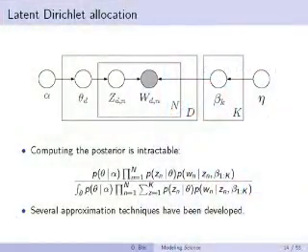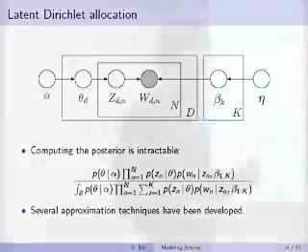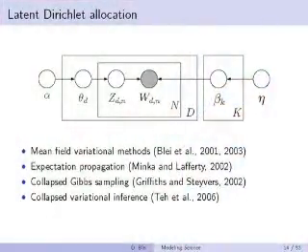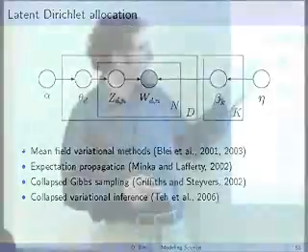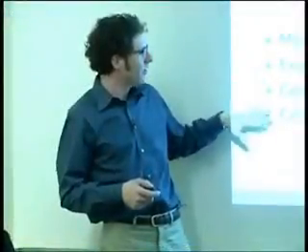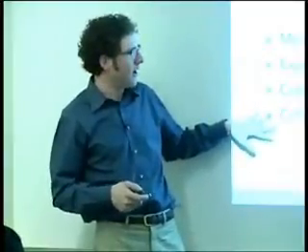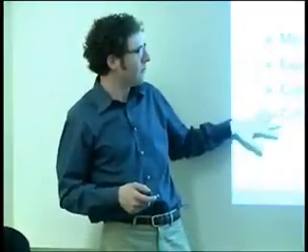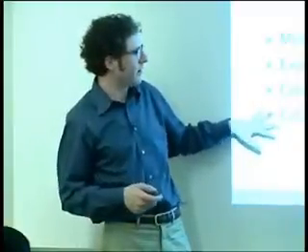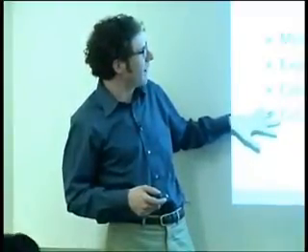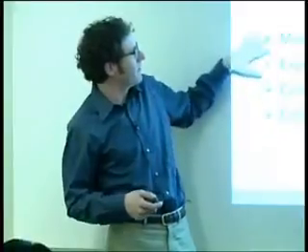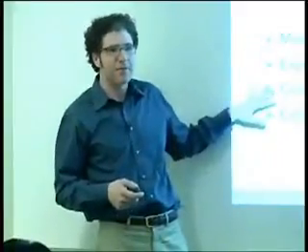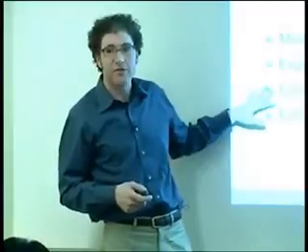OK, so computing this posterior is intractable, but you can appeal to approximate posterior inference. And there are many ways that you can do this. You can use mean field variational methods, expectation propagation, Gibbs sampling, or something I'm very excited about. Y.W. Teh has done this new collapsed variational inference method that I highly recommend you read, which combines the best of mean field variational methods and collapsed Gibbs sampling. It's a very accurate variational technique.